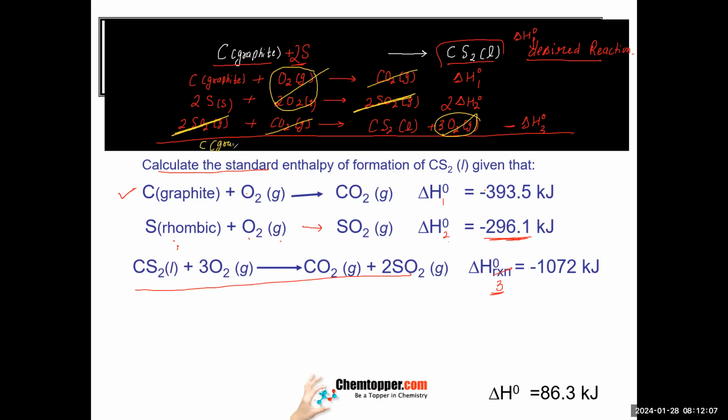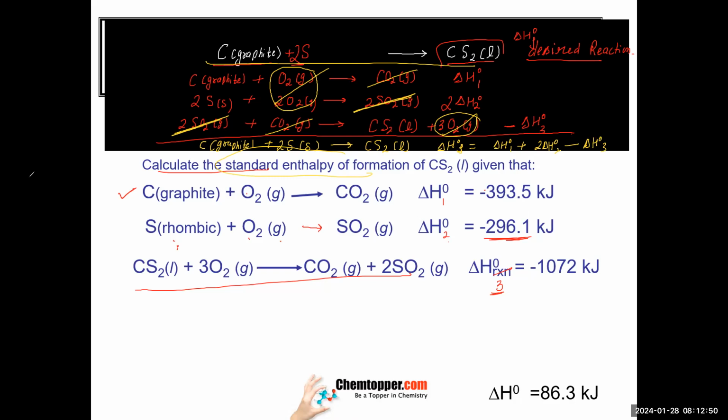C graphite plus 2S solid giving you CS2 liquid. And this is your desired equation. See, you are getting your desired equation. But the question is not this. The question is enthalpy of formation. So delta H naught, this is a formation reaction. So I'm going to call it delta H naught formation, equal to delta H naught 1, this one, plus 2 times delta H naught 2 minus delta H naught 3.